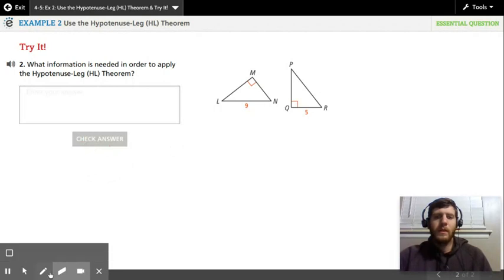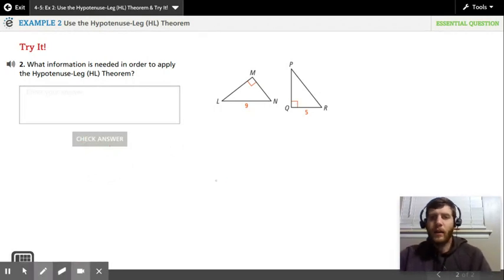Okay, it's asking what additional information do you need? Well, the first thing we need is right angles. We need right triangles. So angle M and angle Q are right angles. So we have right triangles. So that's the first step. Second thing we need is the hypotenuses to be congruent.